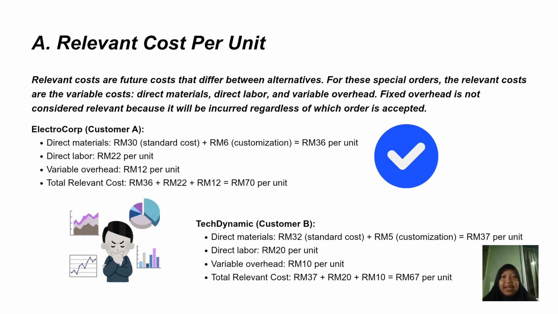Let's calculate the relevant cost per unit. These are the variable costs: direct material, direct labor, variable overhead. We ignore the fixed overhead as it will be incurred regardless of the decision. For Electrocorp, the relevant cost is 70 ringgit per unit. For Tech Dynamic, the relevant cost is 67 ringgit per unit.